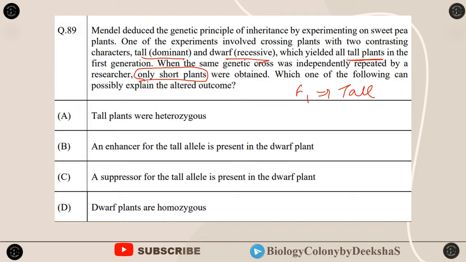Tall plants were heterozygous, meaning they were capital T and small t. If this is the case, then tall must appear, but it is not showing in the experiment done by the researcher, so this option is incorrect.